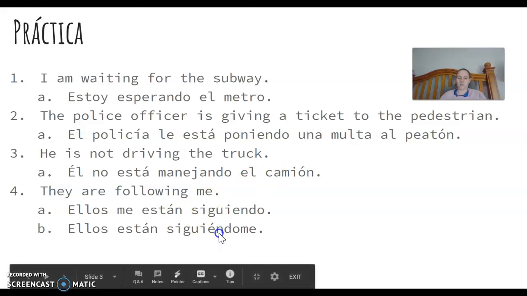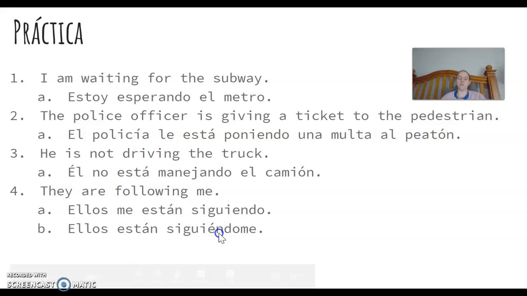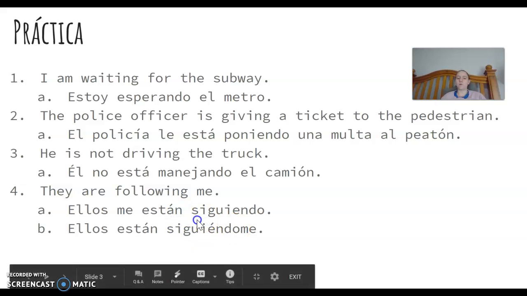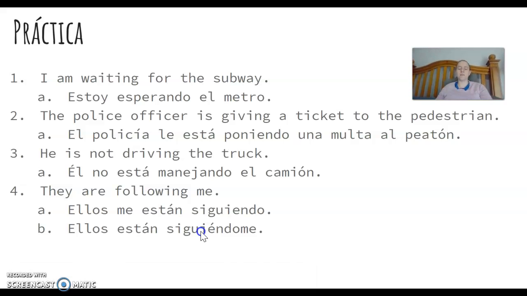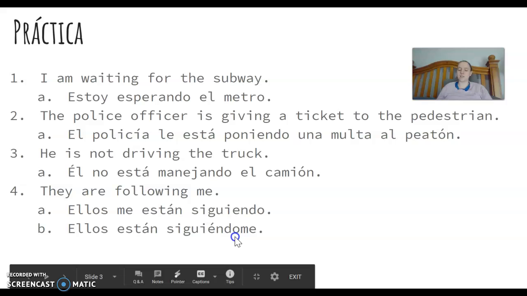When we have a pronoun, a direct object pronoun, an indirect object pronoun, or a reflexive pronoun attached to the end of the ando or iendo, you have to add an accent mark to the ending. This is a weird one. I don't know why I put this so early in the notes, but this is one of our irregular ones, so we're going to talk about that in just a second.